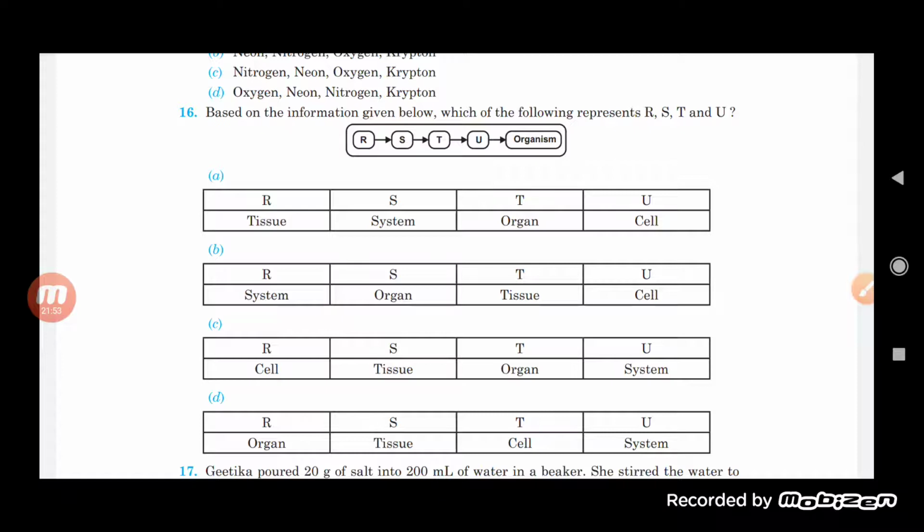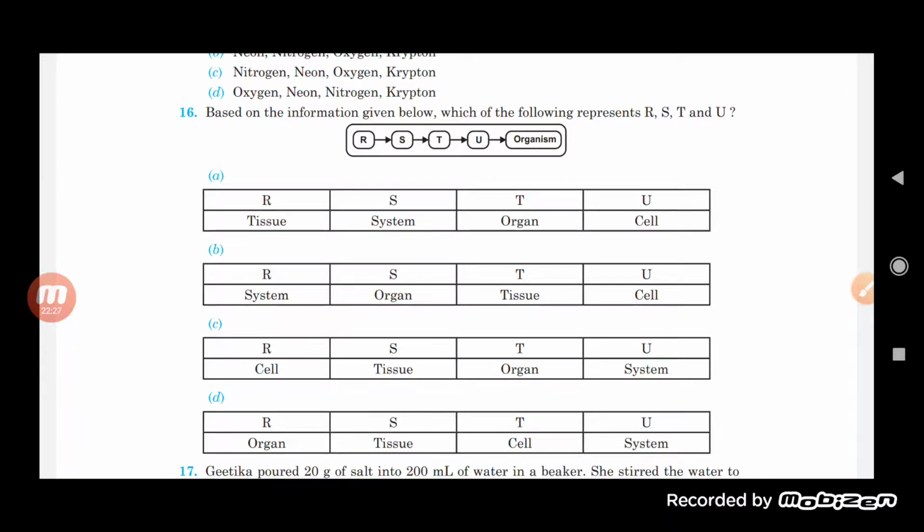Now the next question is, based on the information given below, which of the following represent R, S, T and U? Basically R, S, T and U will get converted into an organism. R is tissue, S is system, T is organ and U is cell. This is a wrong one. R is the system, S is an organ, T is a tissue and U is a cell. No, that's also a wrong one.